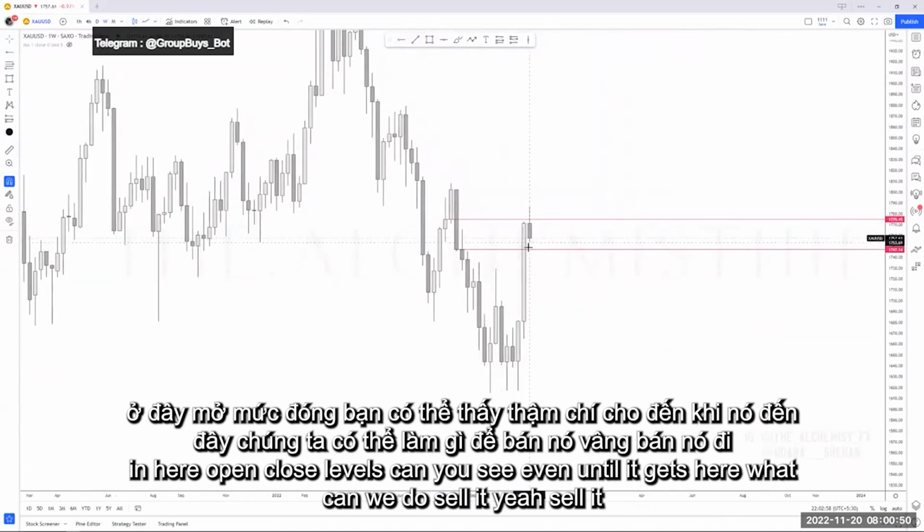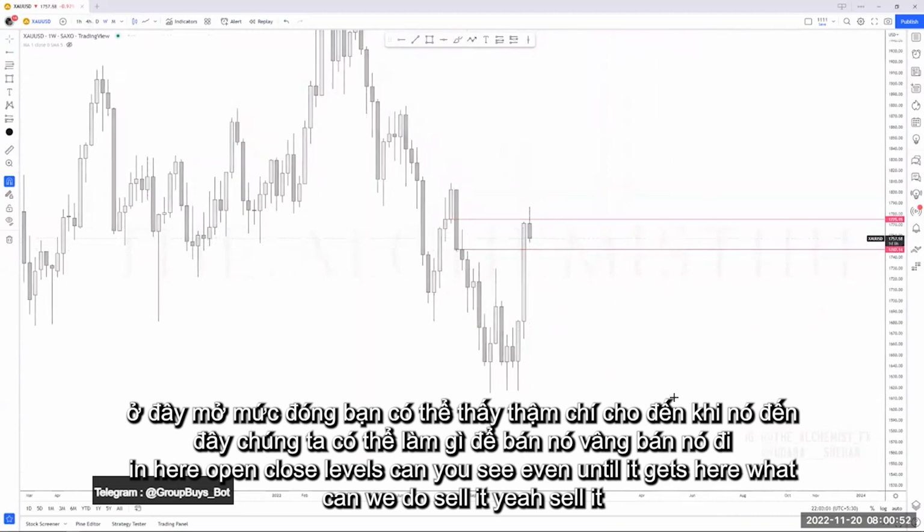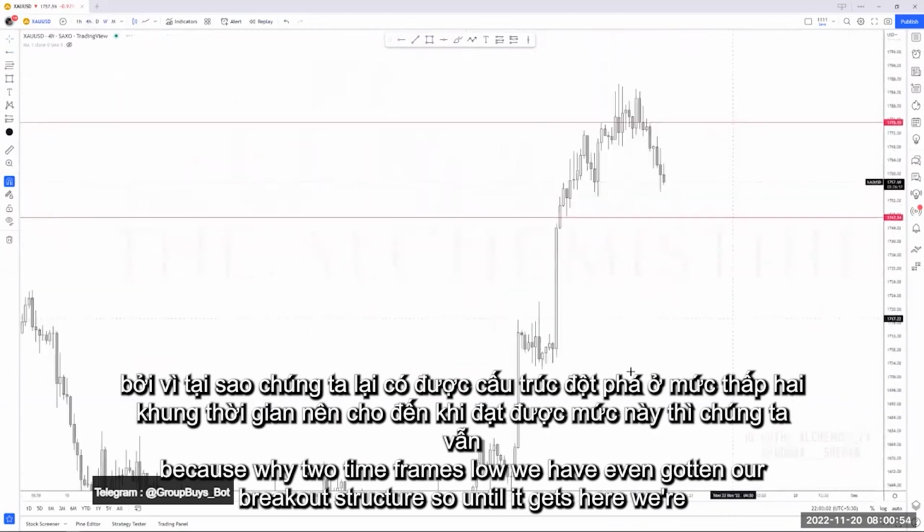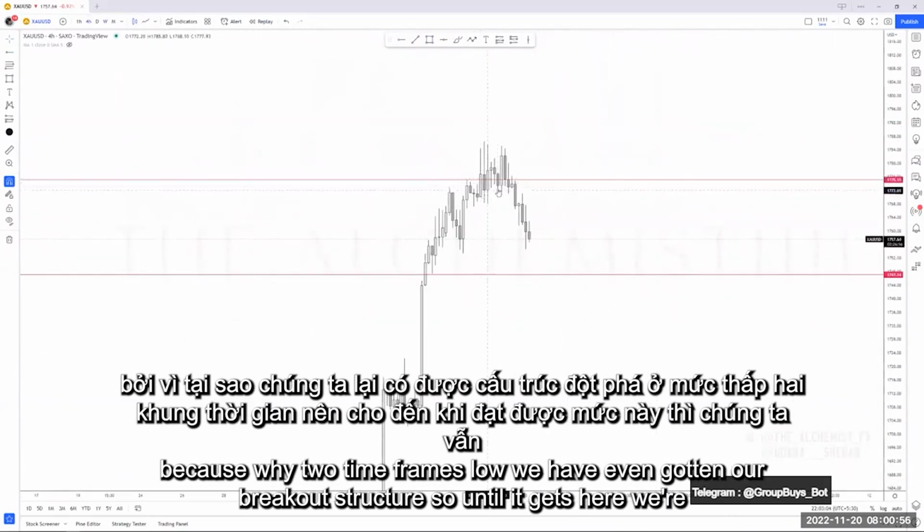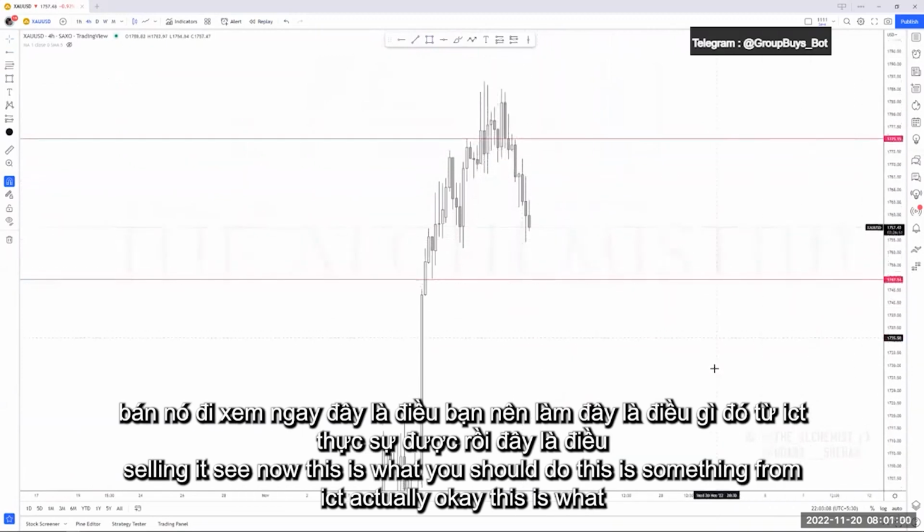Can you see? Even until it gets here, what can we do? Sell it. Yeah. Sell it. Because why? Two time frames lower, we have even gotten our breakout structure. So until it gets here, we're selling it. See? Now, this is what you should do.